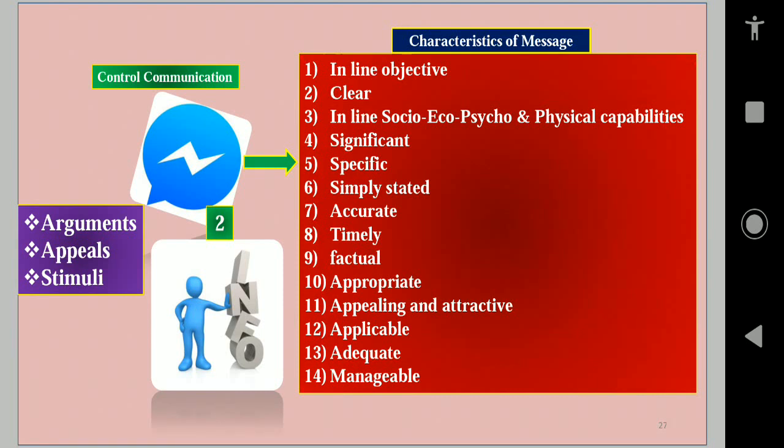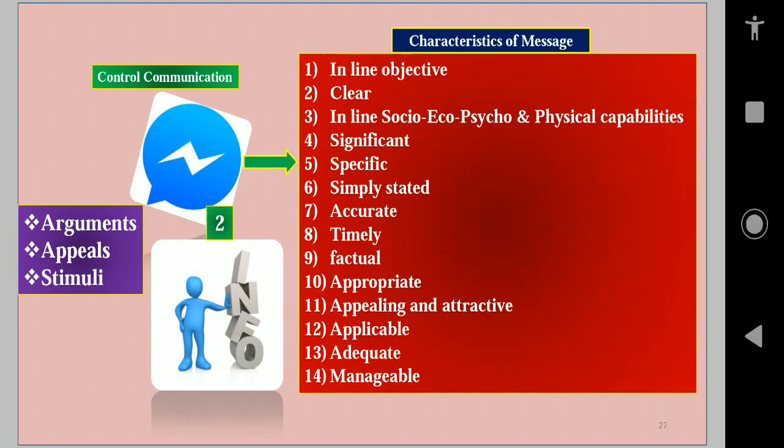Then specific, it should be specific, no irrelevant material should be there. It should be simply stated. Message should be simply stated, cover few pertinent points at a time. Then accurate, the message should be accurate, scientifically sound, factual and current. Then timely, especially when seasonal factors are important and issues are current, then the message should be reached. Okay, then supported by factual material. It should contain the factual material covering both sides of the argument.